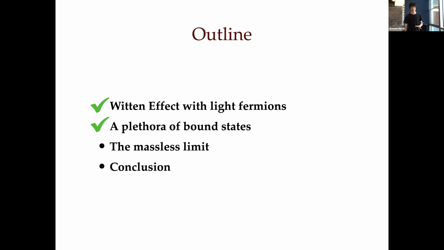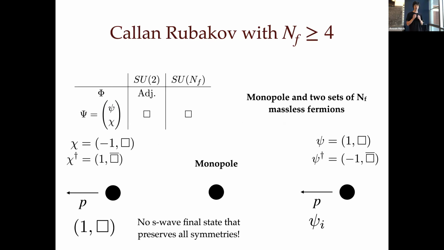Whew. Okay, so let's talk about the massless limit, because this is something people care about and have thought about a lot recently. I sort of described the Callan-Rubakov effect for NF equals 2. Let's talk about NF greater than 2, so 4 or larger.